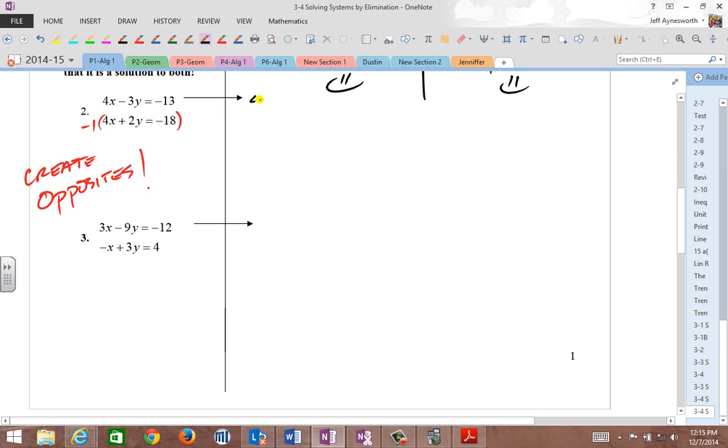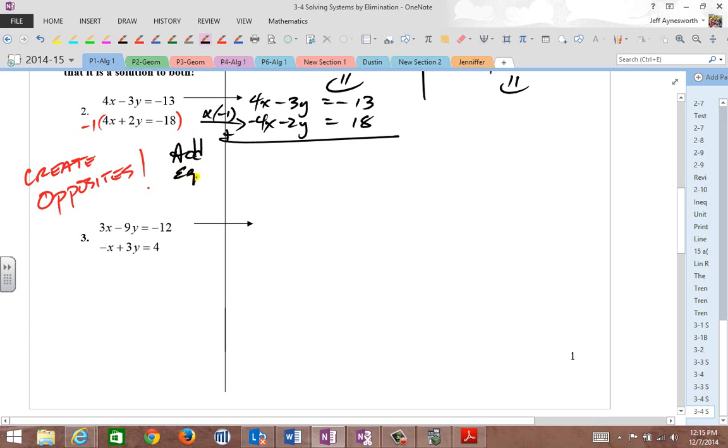So I'm going to rewrite the first equation over here. I'm just going to bring it over so we can work on it. I'm going to multiply the second equation by negative 1. And when you do that, you multiply all three terms by negative 1. So negative 1 times 4x is negative 4x. Negative 1 times 2y is negative 2y. And negative 1 times negative 18 is positive 18. And then you add the equations vertically.